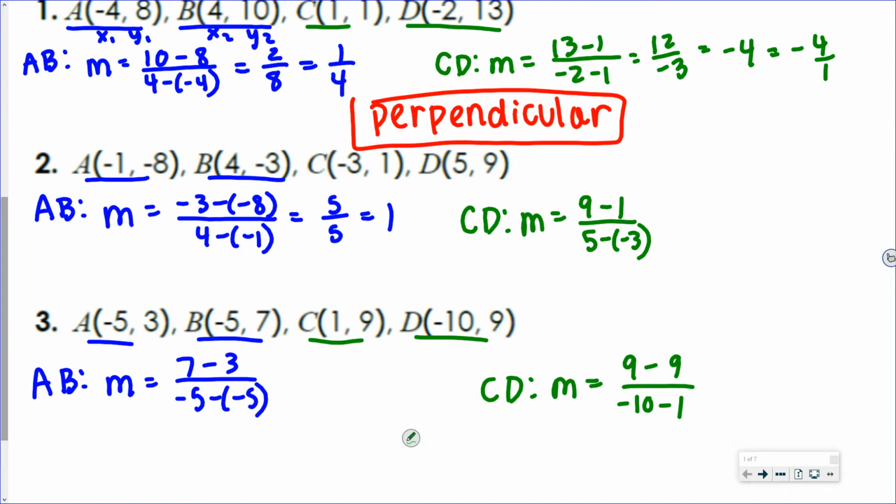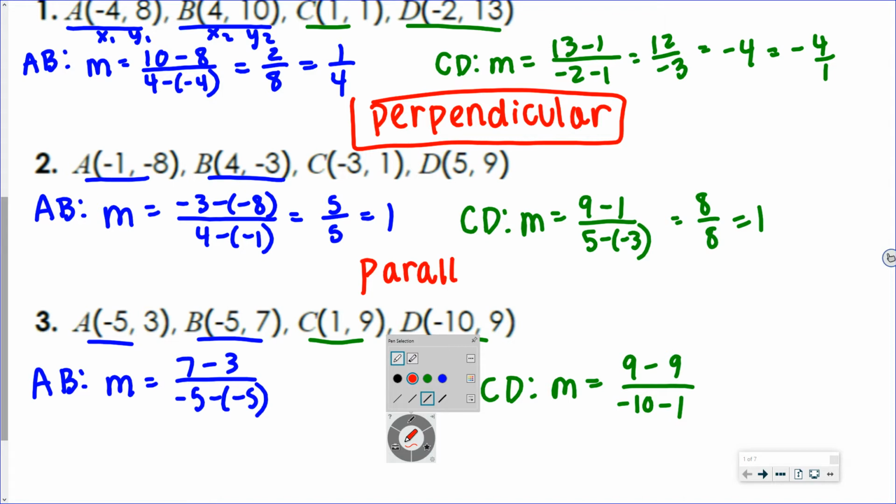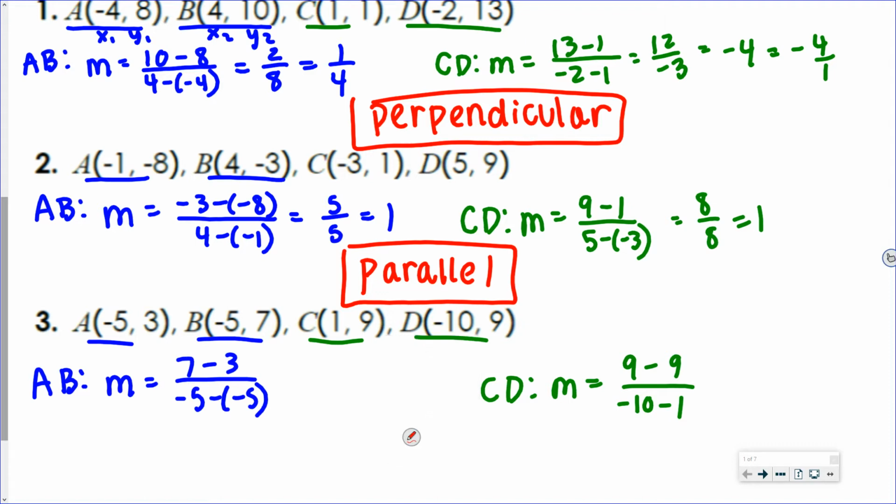CD, 9 minus 1 is 8. 5 minus negative 3 is 8. I also get a slope of 1. And since these are the same, you should have gotten parallel. They both have a ratio of 1 for their rise to their run.